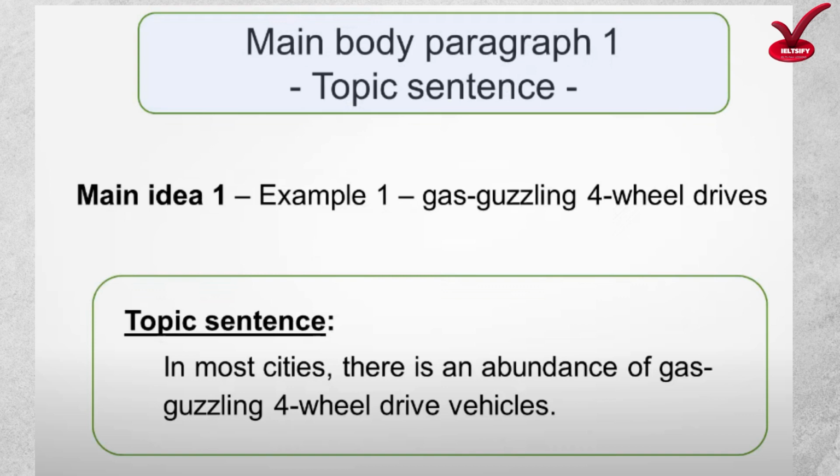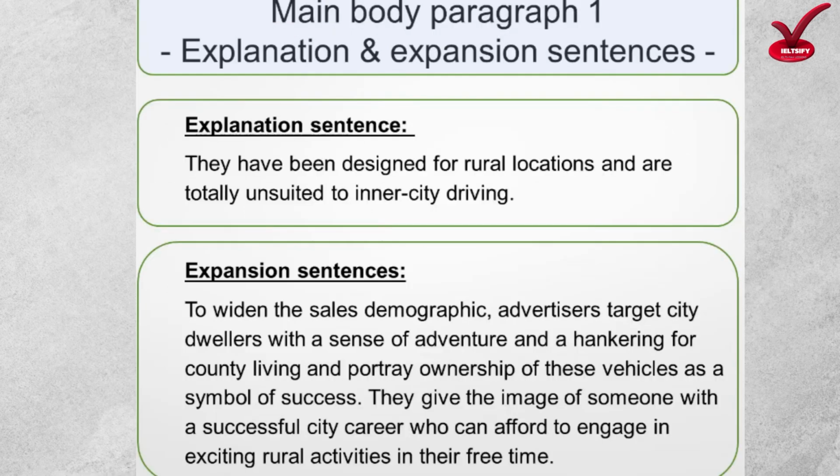If you maintain a clear development of ideas throughout your essay, you'll get high marks for task achievement, cohesion, and coherence. We'll now take the idea for our first main body paragraph and create our topic sentence. Main idea 1 is about gas-guzzling 4-wheel drives in cities. Here's the idea summarized into a topic sentence. In most cities, there is an abundance of gas-guzzling 4-wheel drive vehicles. Pause the video anytime you want a minute or 2 to study how I've constructed the sentences we're creating. Next, we must write an explanation sentence.